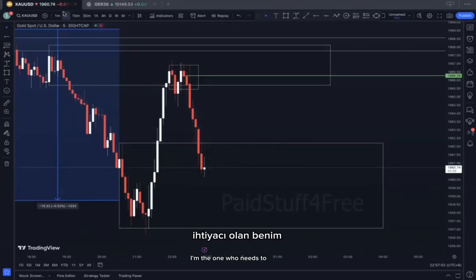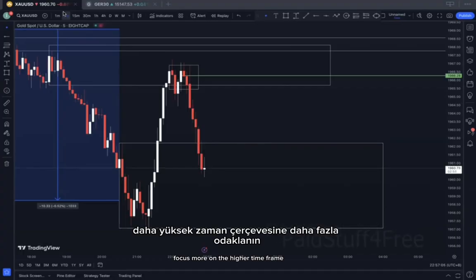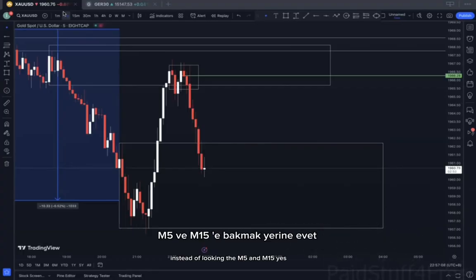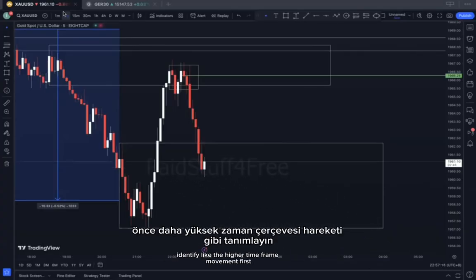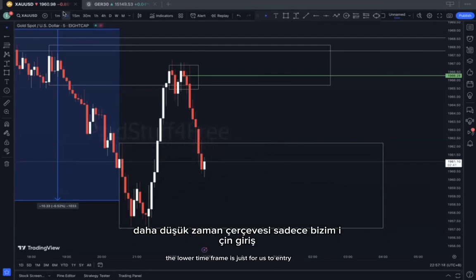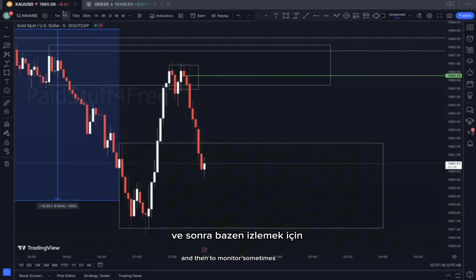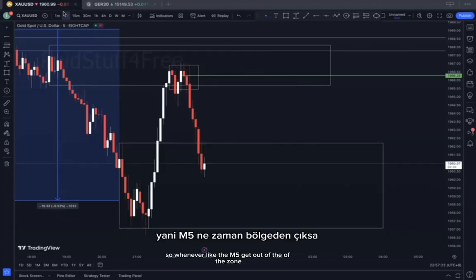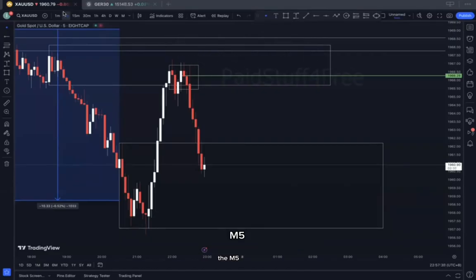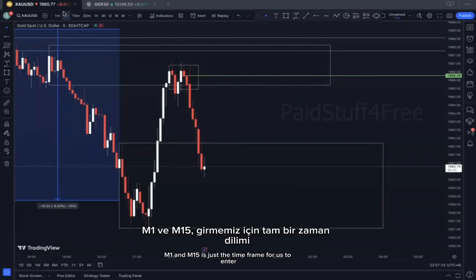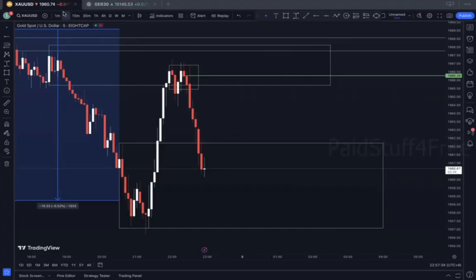I'm the one who needs to focus more on the higher time frame instead of looking at the M5 and M15. Yes, exactly. Put more focus on the higher time frame. Identify the higher time frame movement first. The lower time frame is just for us to enter and then to monitor sometimes. Okay. So whenever the M5 gets out of the zone, let's say, then you focus on M30 and monitor. Yes. The M5, M1, and M15 are just the time frames for us to enter the buy or the sell. Okay, perfect.